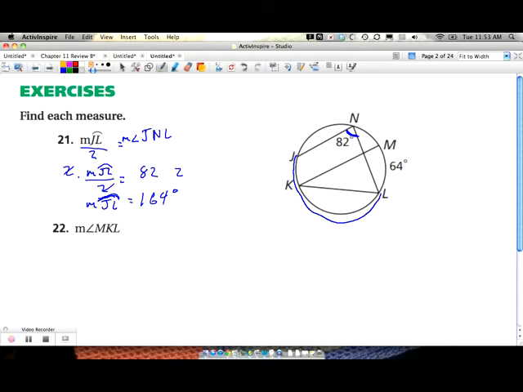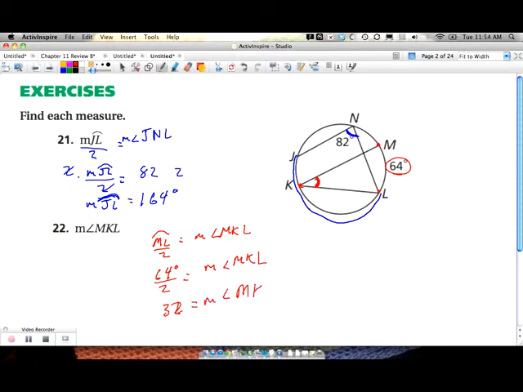The next one, pretty similar. It's just asking us for the other piece. We're looking at the angle, so it's saying, what's this angle here? MKL. So we're looking for this angle given this arc. We know that arc ML divided by 2, half the arc, equals the measure of angle MKL. So that's what we're trying to figure out here. We know that this arc is 64 degrees, so 64 degrees divided by 2 equals the measure of angle MKL. And 64 divided by 2 simplifies to just 32.